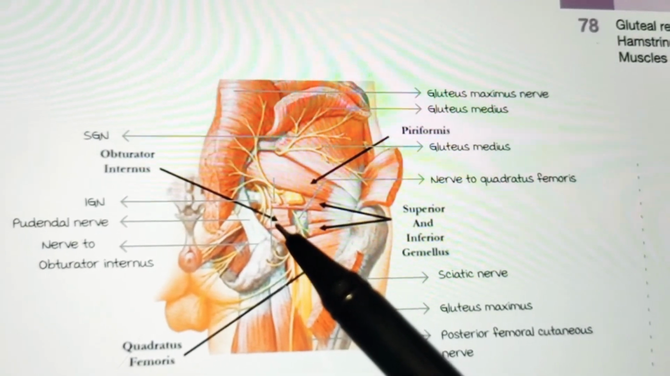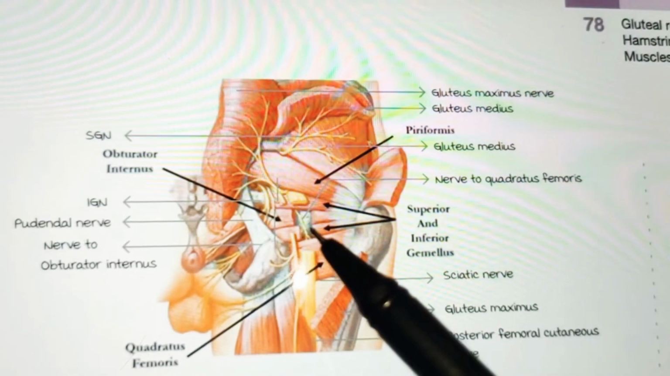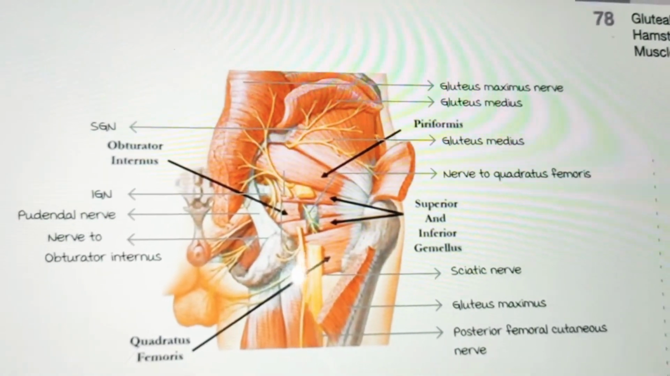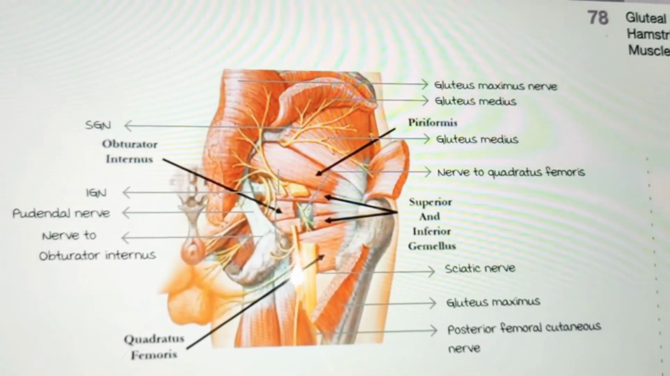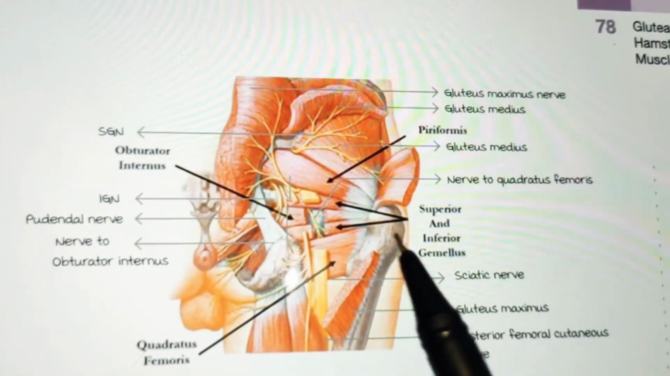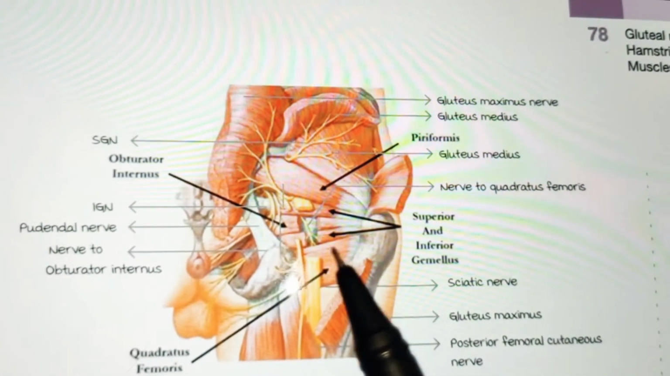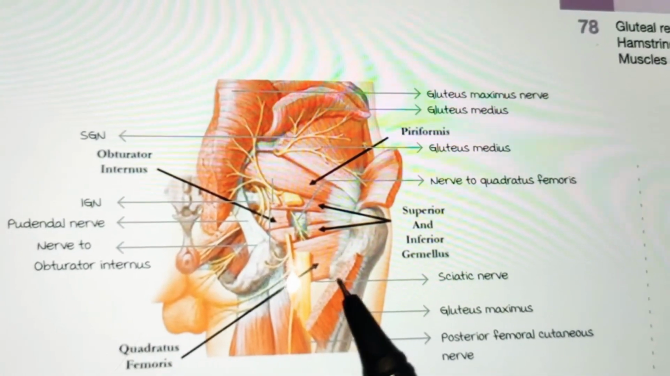And you can see the nerve to obturator internus. It supplies the obturator internus muscle and also it supplies the superior gemellus, right? So one thing you need to remember, that superior gemellus is supplied by nerve to obturator internus. Inferior gemellus is supplied by quadratus femoris nerve. Okay, so that thing you need to know.